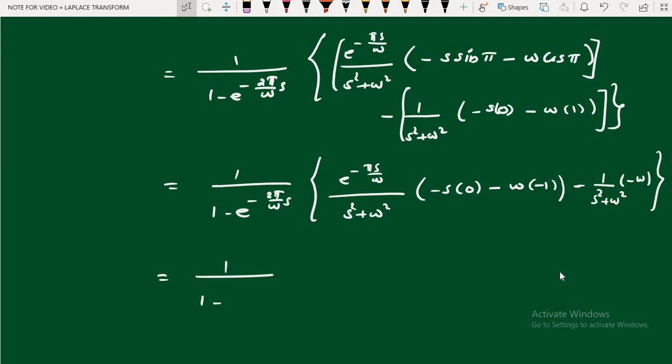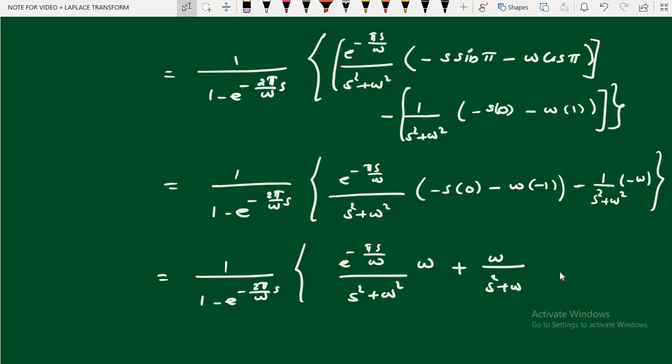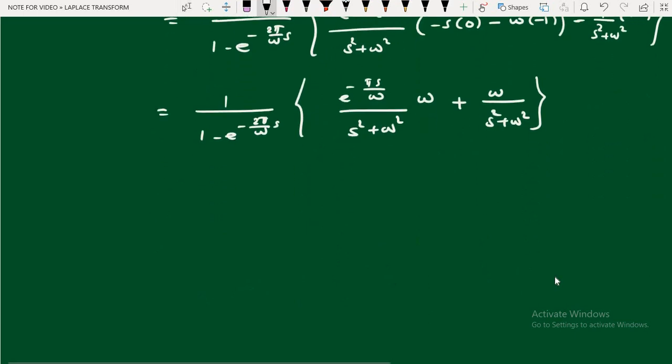Therefore here 1 by 1 minus e power minus 2 pi by omega s. Now here the common term, you can simplify one more step, e power minus pi s by omega by s square plus omega square. If we simplify this, s into 0 is 0, minus omega into minus 1 is plus omega. Next, minus into minus is plus omega by s square plus omega square. So in these two terms, the common term is omega by s square plus omega square.